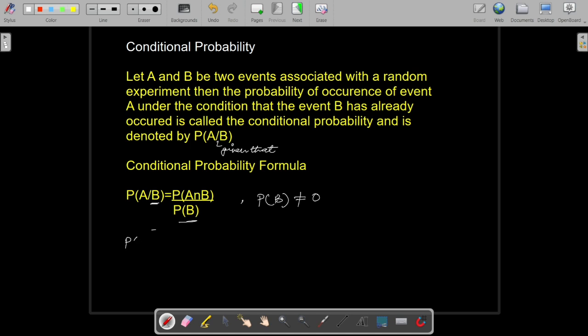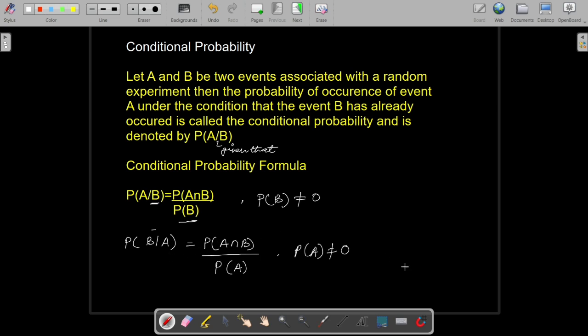Similarly, अगर आपने probability of B given A लिखना है तो B given A आप कैसे लिख सकते हो? Probability A intersection B divided by probability of A, where probability of A is not equal to 0. The conditional probability generally applies when you have statistically dependent events. That means the occurrence of B depends upon the previous occurrence of A.